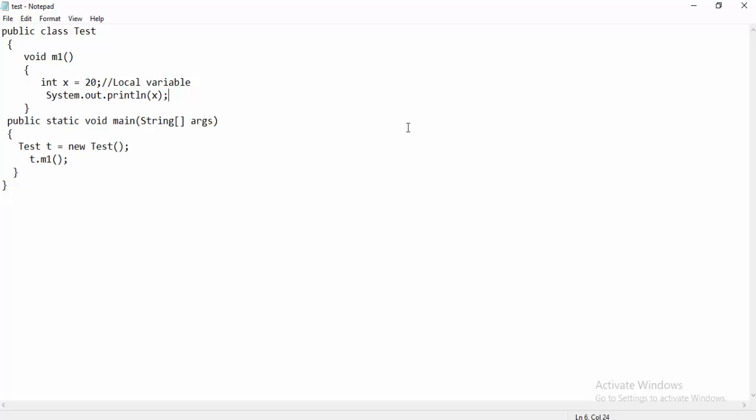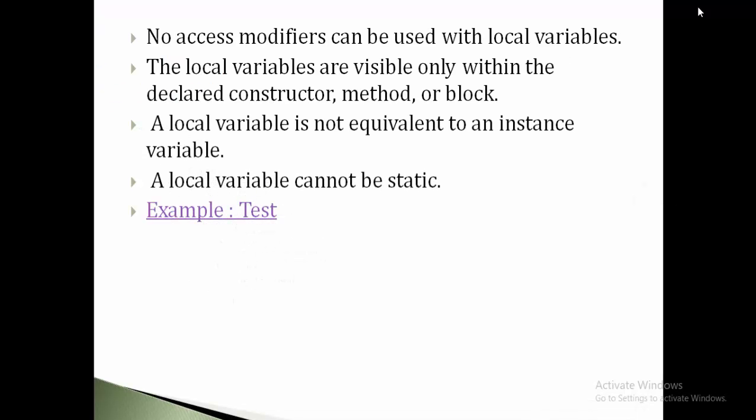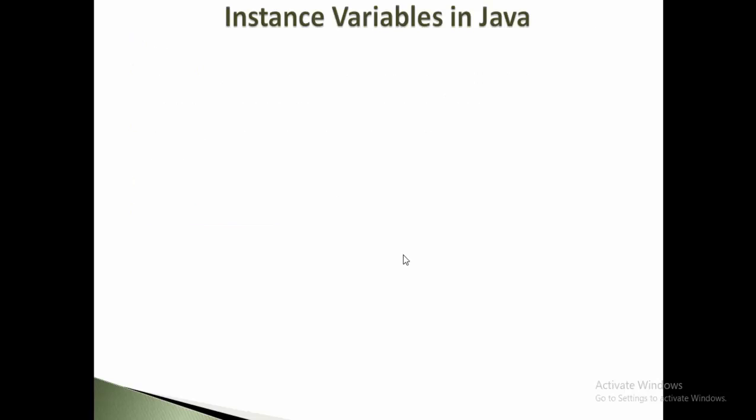So let us discuss the next type, that is instance variables. Instance variables are declared inside the class but outside the body of a method, a constructor or a block. These are called instance variables, and they are available for the entire class.